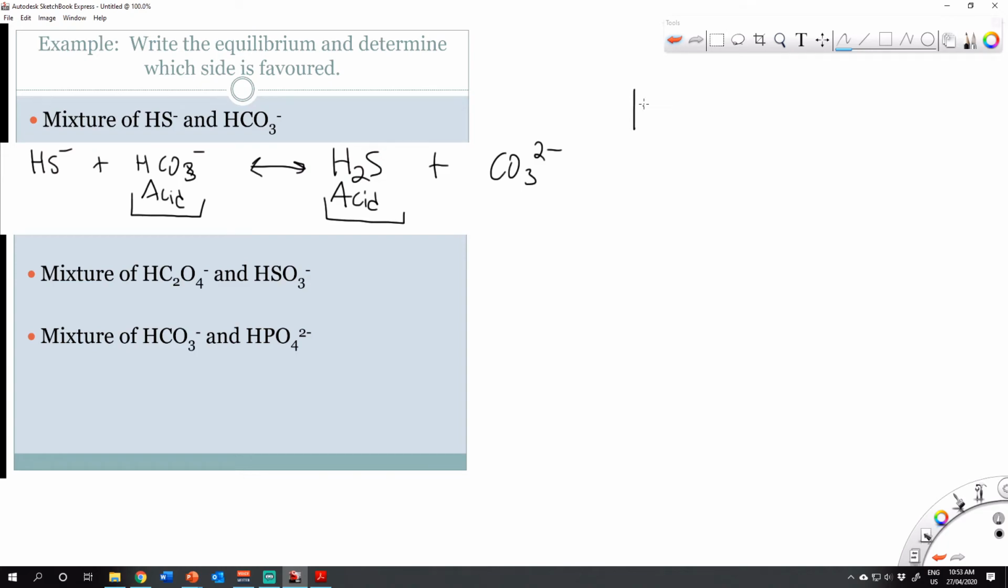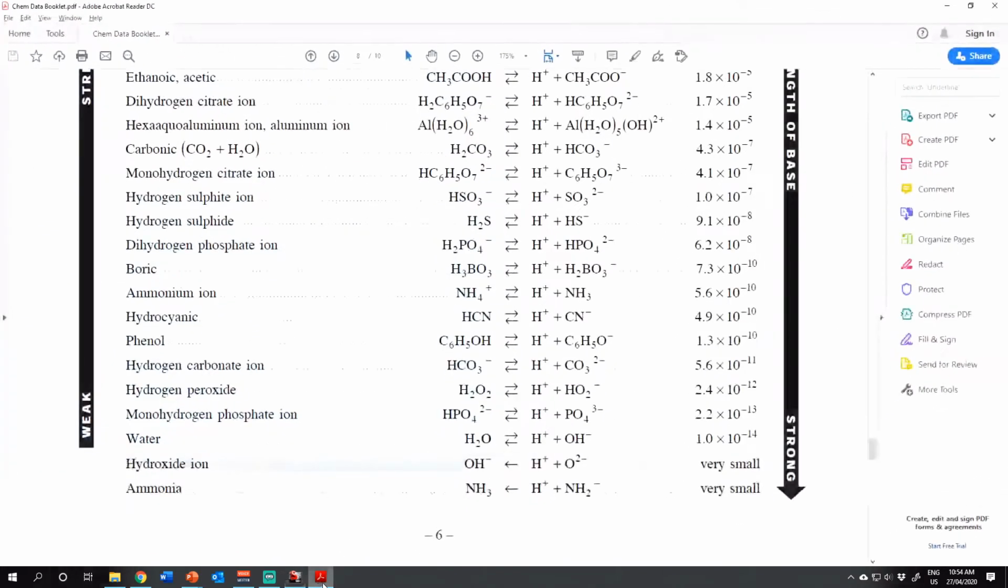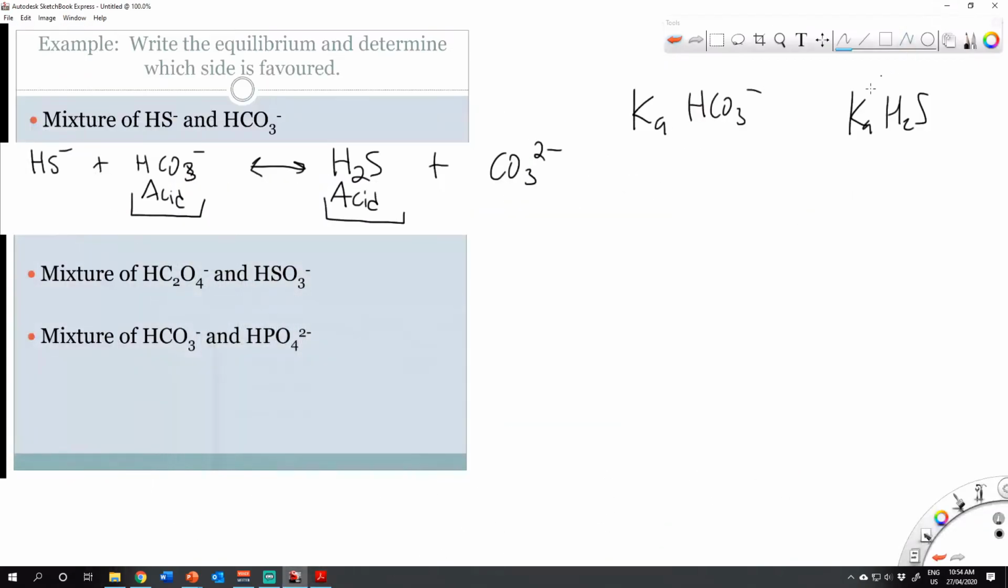Now we determine which Ka is bigger. Ka of HCO3-, Ka of H2S. Let's look. I think we know the answer because I already saw it. There's H2S. It's 9.1 times 10⁻⁸. HCO3- is 5.6 times 10⁻¹¹. So HCO3- has a lower Ka than H2S.